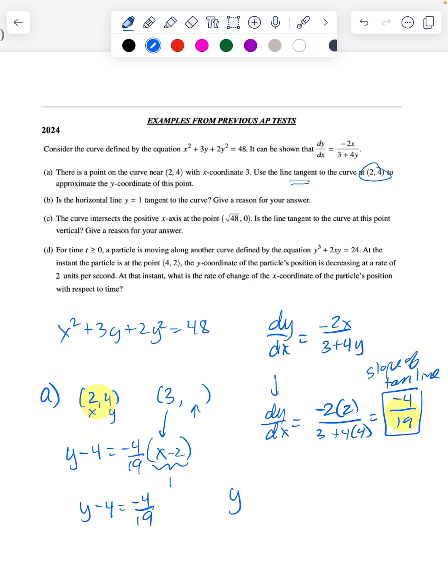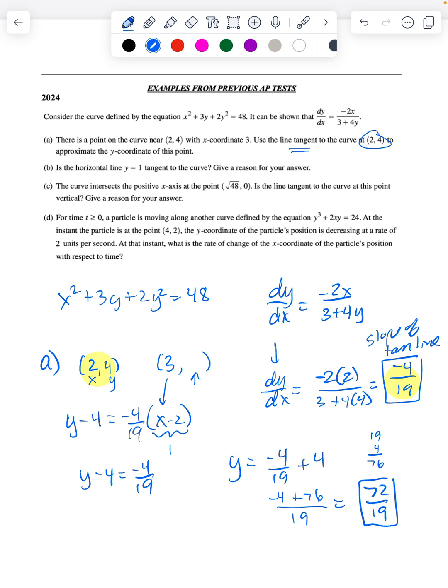So I'm going to end up with y equals -4 over 19, and I'm going to be adding 4. And I guess what I would do is just break down and say, hey, 19 times 4 is going to be 76. So I'll get a common denominator and put this as 76 over 19, and I'll land at 72/19, which is actually my answer. So whoopee-doo. And that is worth 2 points.